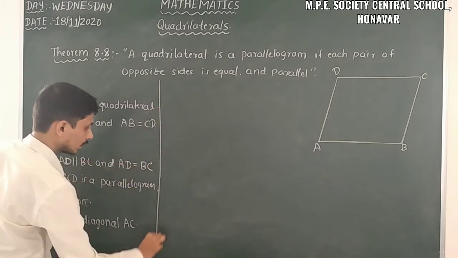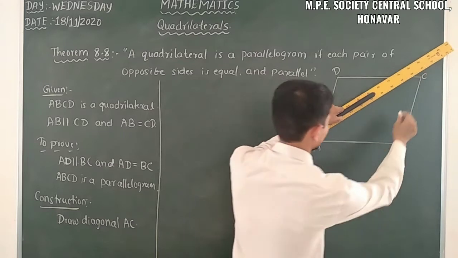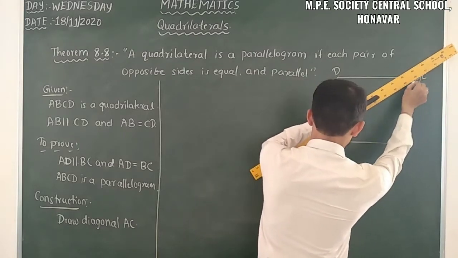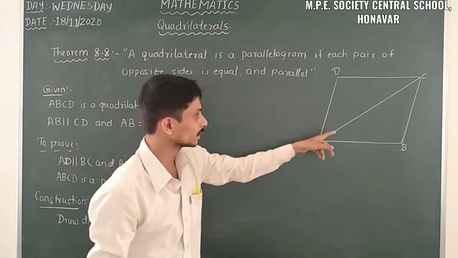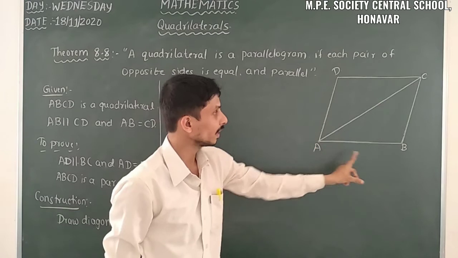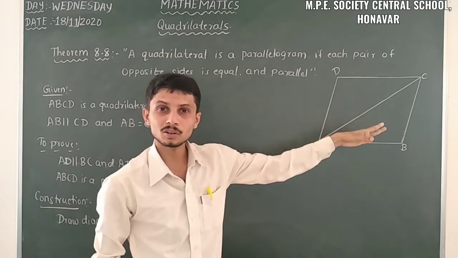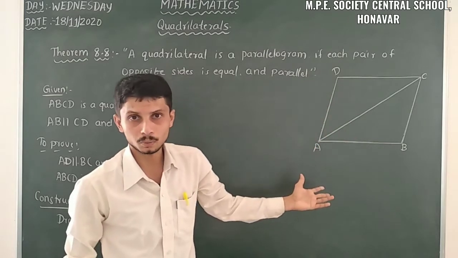Yes. So here we have to draw a diagonal AC. The diagonal splits the figure into two different triangles, that is, ADC and ABC. So we have to consider those two triangles. In that we have to find out some of the equalities.